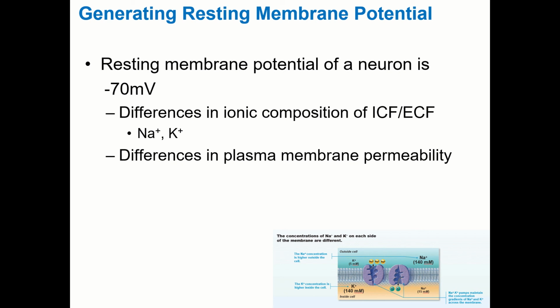All right, so I mentioned this. So resting membrane potential of a neuron is negative 70 millivolts. And the reason for that, again, lots of sodium outside, not very much potassium inside. So sodium is Na+, potassium is K+. And then the other things on there, ICF is intracellular fluid, so it's the water inside of the cell, or the fluid inside of the cell. Or ECF, the fluid outside of the cell.